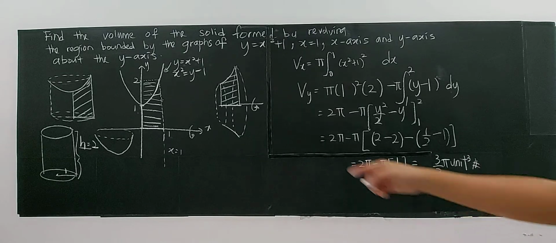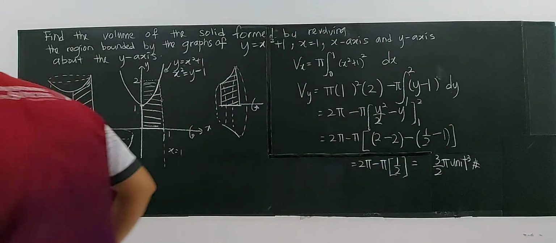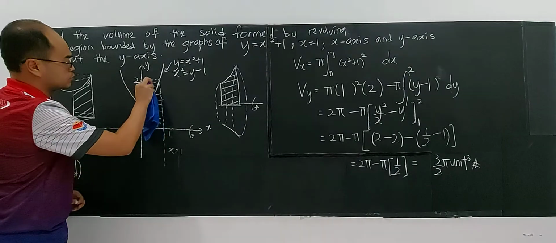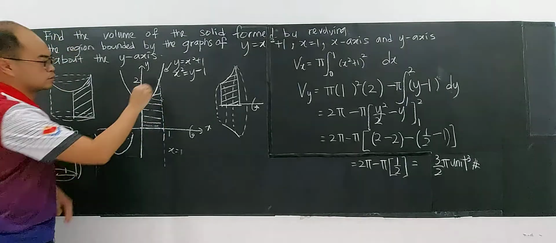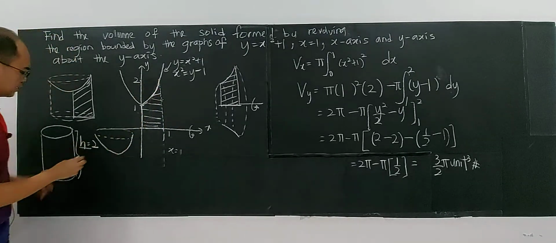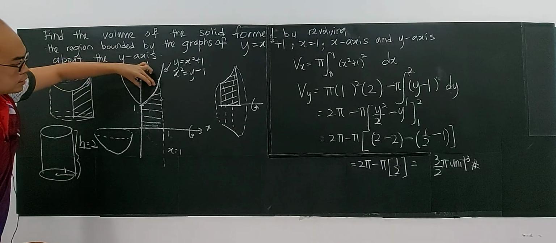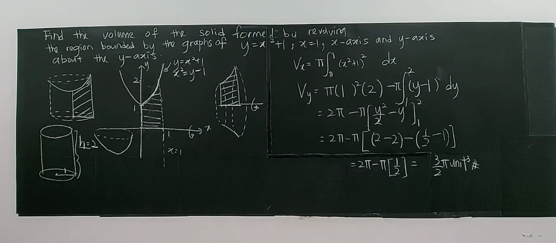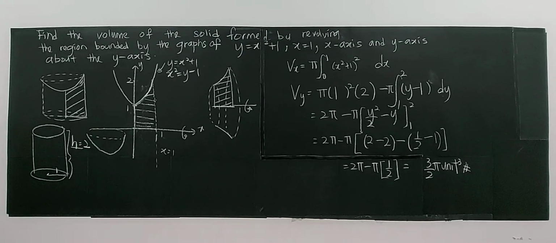So this is the volume generated by this region. If you see, I take a cylinder and minus away this section here, and then I get the volume generated. Okay, let's move on to the next example in the next video.